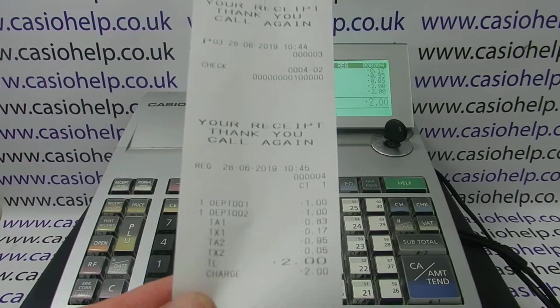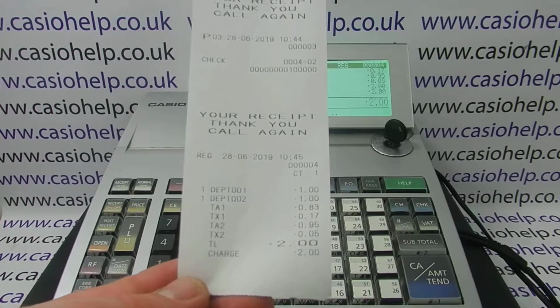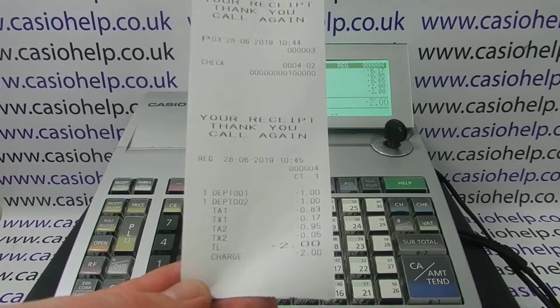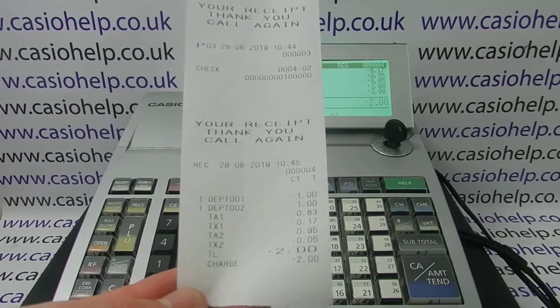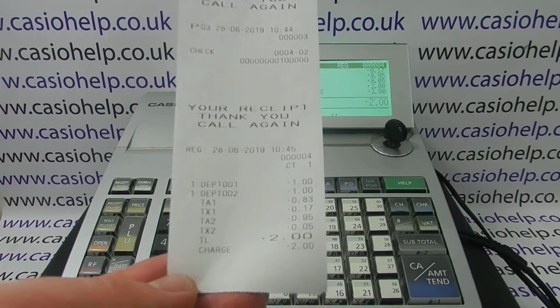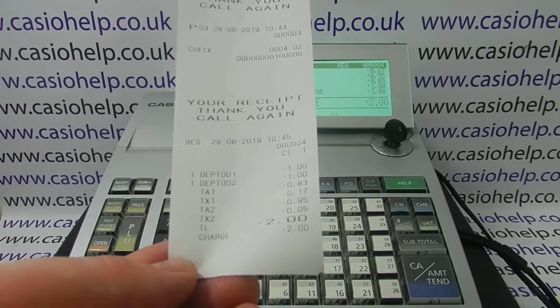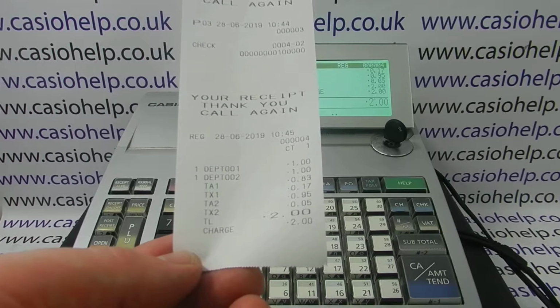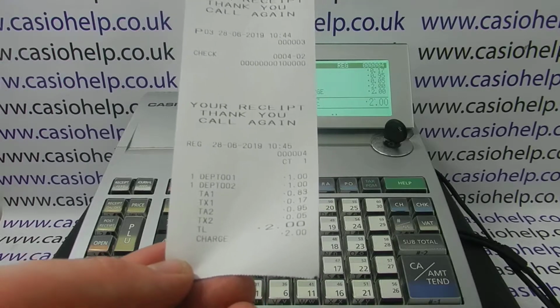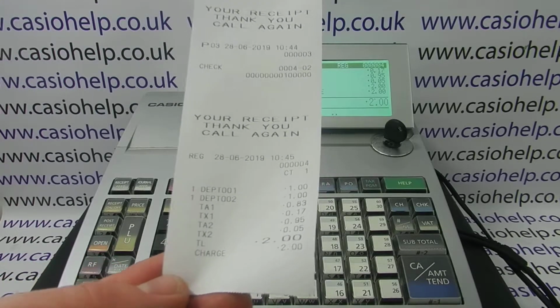I've got two tax rates on these two departments. Tax rate 1 is 20%, so my pound I've sold is 83p excluding tax, and then 17p tax, which gets me to a pound, and then the second department is at tax rate 2, which is at 5%, so that's 95p plus 5% gets you to a pound.